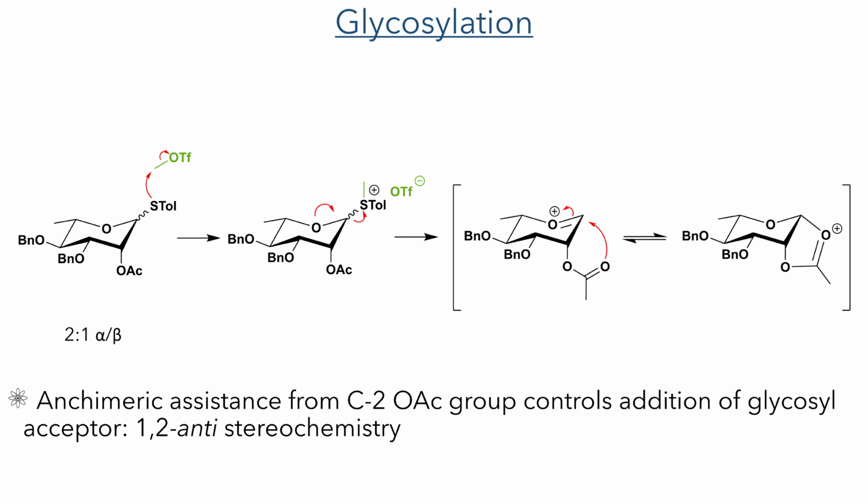The acetate group present at the 2 position can react with this intermediate and form a 5-membered ring which blocks one face of the molecule. This anchimeric assistance is a common strategy in carbohydrate chemistry for controlling the stereoselectivity of glycosylation reactions, as it can be used to provide anti-stereochemistry between the groups at the 1 and 2 positions.